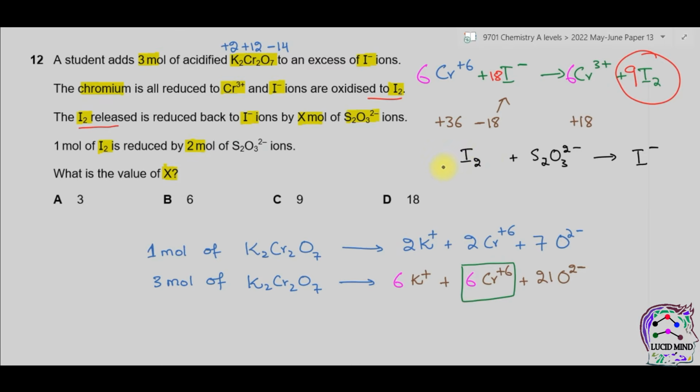So they have given the balanced equation. If we have 1 mole of iodine, we need 2 moles of S2O3 2-. So as we have 9 moles of iodine, if 1 needs 2, then 9 moles will need double, so it is 18 moles of S2O3 2-. So what is the value of X? X should be actually 18 moles of S2O3 2- in order to convert all this iodine to iodide. So therefore the answer is D.